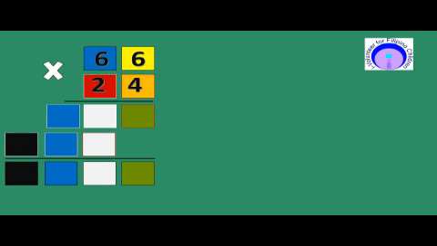Hi kids! Do you know how to multiply even without paper or pen? Kaya niyo yan! This is how.